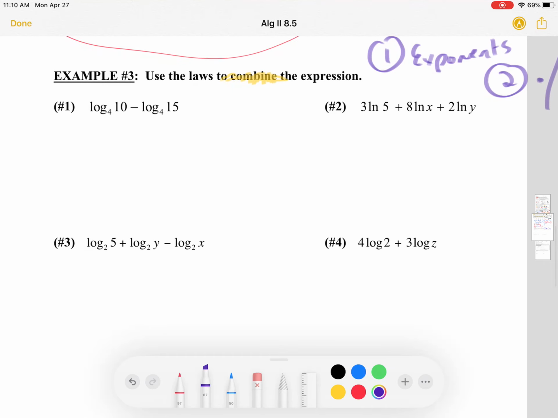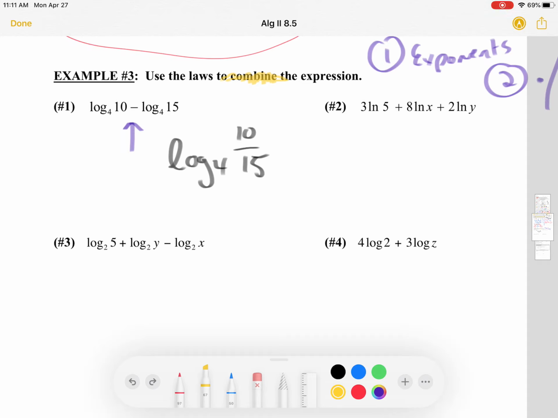Okay, so number 1 is log base 4 of 10 minus log base 4 of 15. I have no number out front and no exponent, so I can't do anything with my exponents, so I move on. I am subtracting here in the middle. When you're subtracting in the middle, when you combine, it becomes division. So log base 4 of 10 over log base 4 of 15. I can combine these because I have the same base right there. Since I have 4 and 4, I can combine them to be 10 over 15. Number on the left goes up top, number on the right goes on bottom.